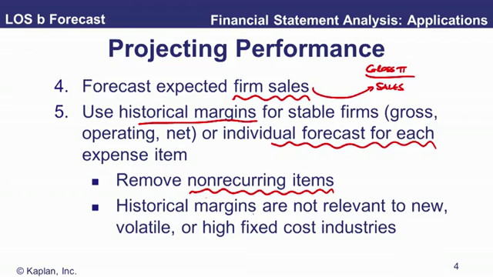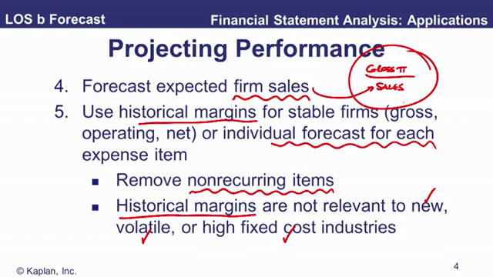Now again, this approach, using historic margins and historic ratios to sales, is not going to be relevant to new industries, volatile industries, or high fixed cost industries. What we're saying is if we're going to use things like profit margins, we need them to be constant over time. That way, by plugging in the sales, we get a good idea of gross profit. If the ratio is bouncing all over the place year to year, then it's not going to be very meaningful.